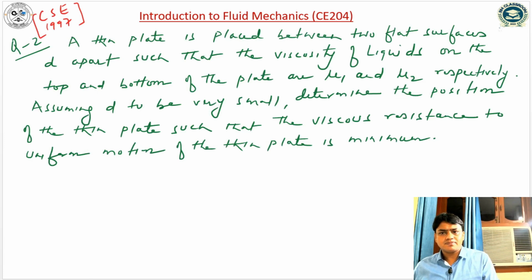Let us take another problem. A thin plate is placed between two flat surfaces D apart such that the viscosity of liquids on the top and bottom of the plate are mu1 and mu2 respectively. Assume D to be very small, so it means the velocity distribution will be linear. Determine the position of the thin plate such that the viscous resistance to uniform motion of the thin plate is minimum. So a thin plate is placed between the two flat surfaces.